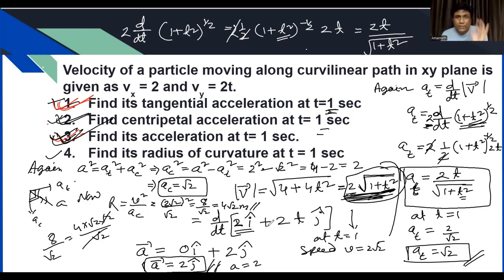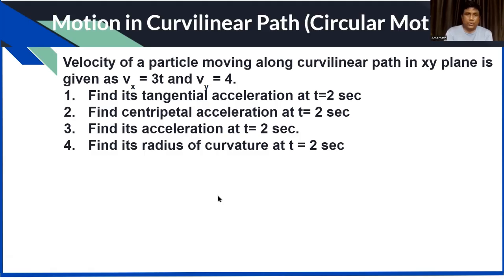So I'm going to give you a similar question. Are you ready for that? Yes, sir. Okay, this is your question. Please write, please try to solve it. Velocity of a particle moving along a curvilinear path in xy plane is given by Vx equal to 3t, Vy equal to 4. Find its tangential acceleration at t equal to 2 seconds. Find its centripetal acceleration at t equal to 2 seconds. Find its net acceleration at 2 seconds. Find its radius of curvature at t equal to 2 seconds.